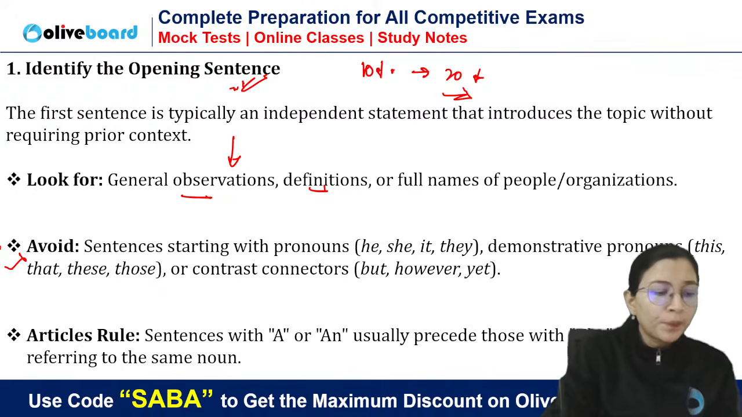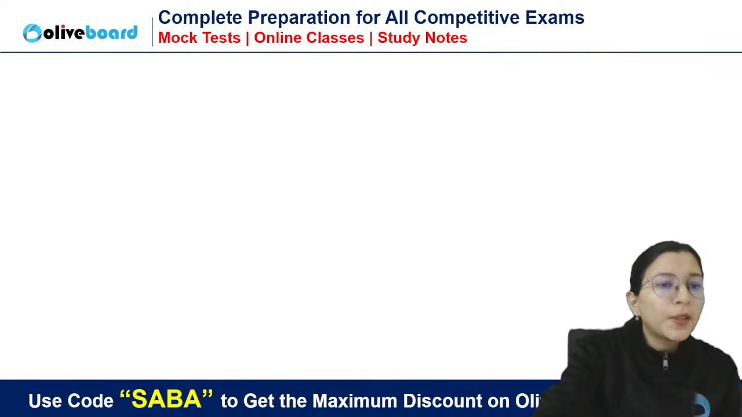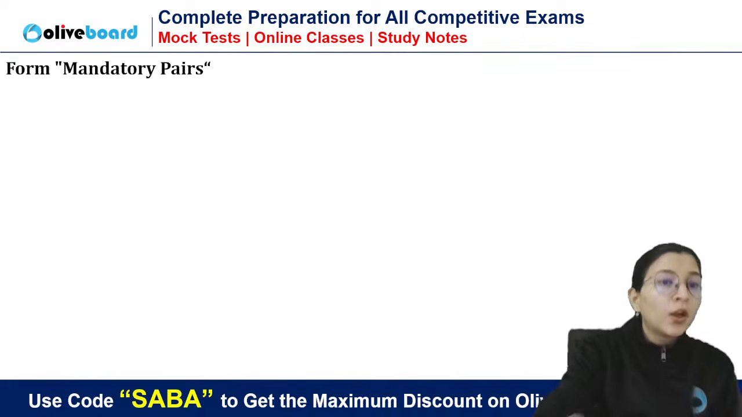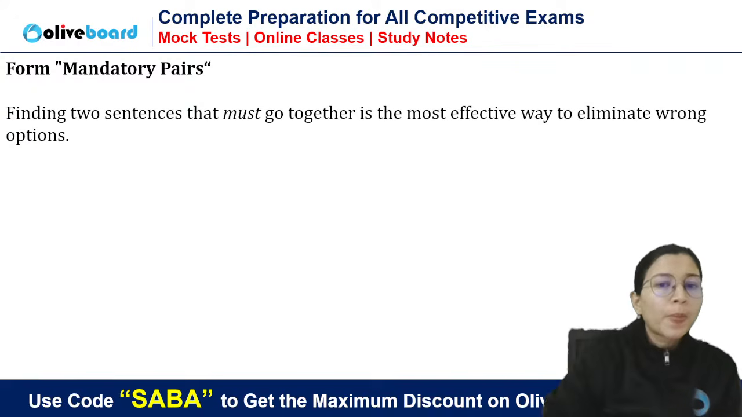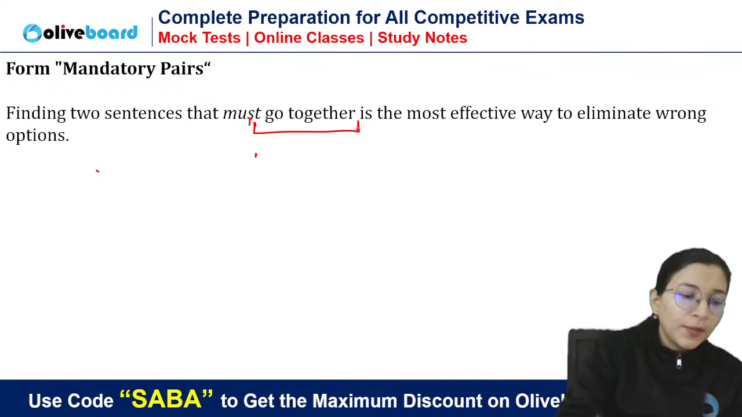Now, what is important? Middle sentences. Because first and last we get, but we don't know how to form the middle sentences. For them, I'm giving you some specific rules, okay, to form mandatory pairs. If you know how to form the mandatory pair, it will be easy for you.